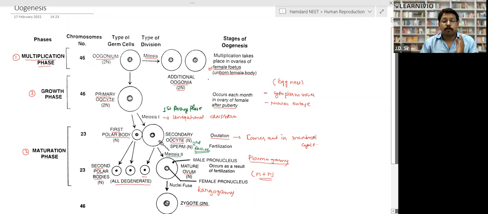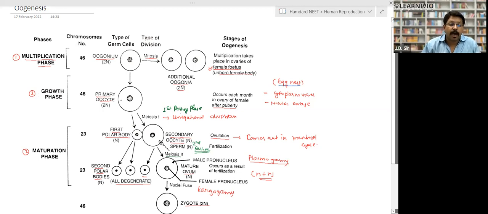Now the process stops here. These 60,000 oogonium are present in the form of a grape-like bunch. We call it the egg nest. So every female baby takes birth with the egg nest. Now what happens each month in the ovary after puberty? After the age of 11, what happens?